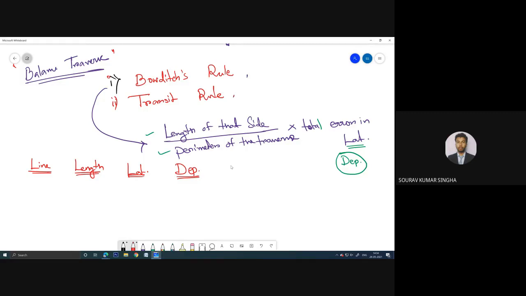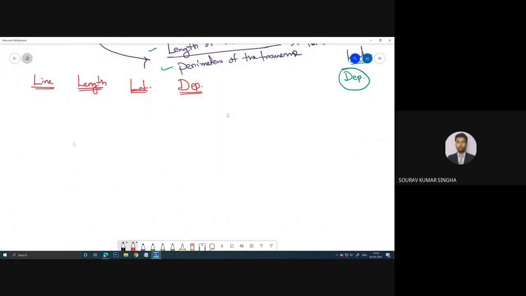Okay, how can we correct? Very easy. First you write these four columns: line, length, latitude and departure. And now I am writing.